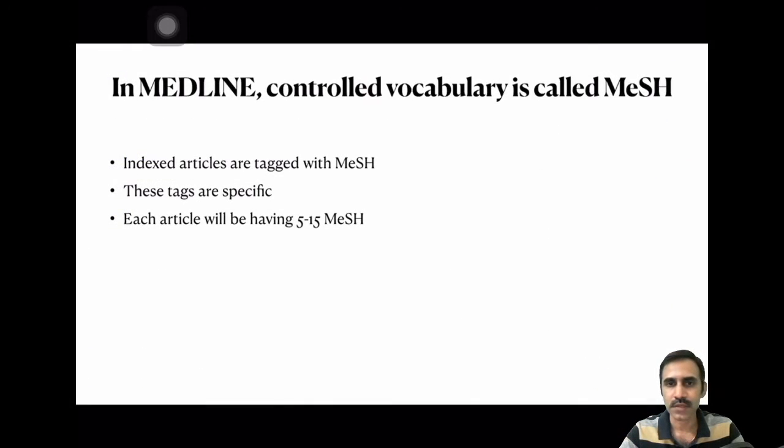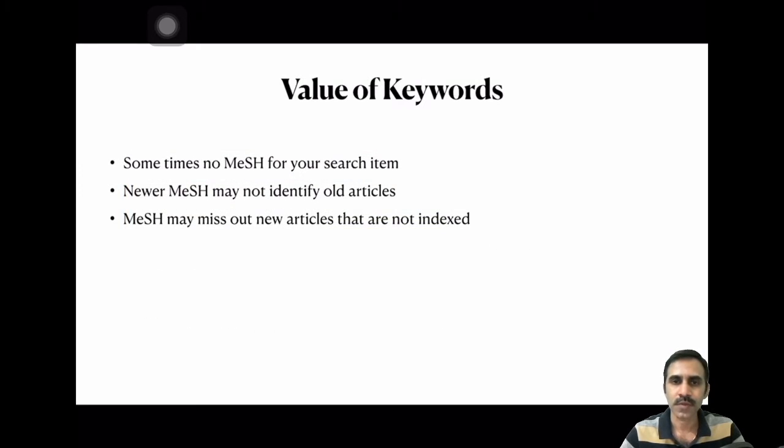All indexed articles will be tagged with MeSH terms. These tags are very specific, and each article will have 5 to 15 MeSH terms. Sometimes no MeSH will be available for your search item, and newer MeSH may not identify older articles. MeSH may miss out new articles because they may not be indexed yet. So we have to use a combination of MeSH terms and keywords.